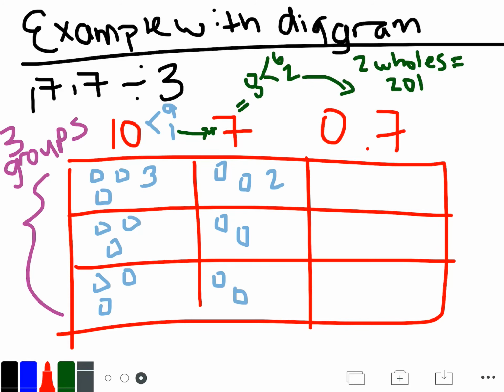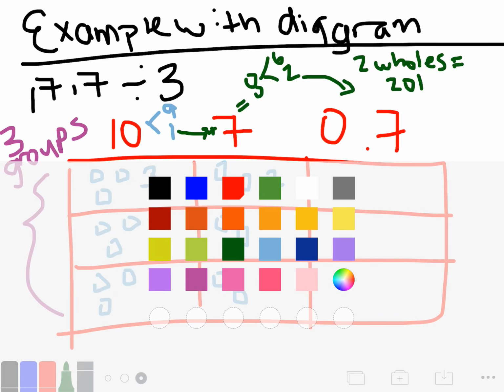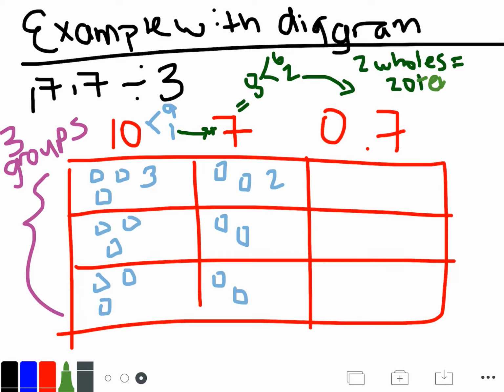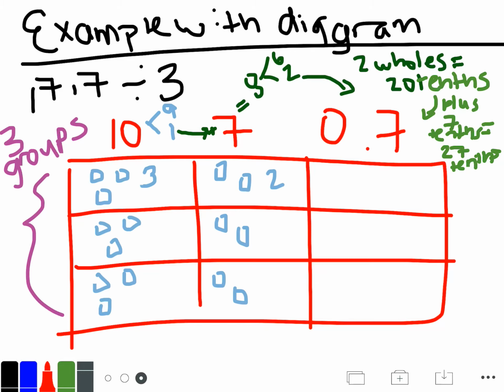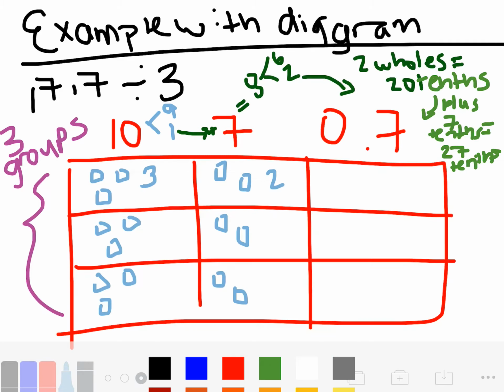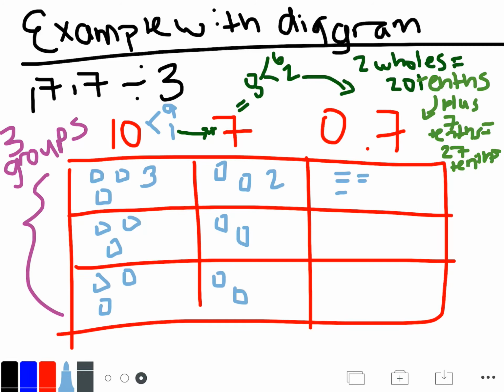Mr. Brumley makes mistakes all the time, but he realizes his mistakes to fix. And I did, instead of 2 wholes, I made those 20/10 because 1 whole equals 10/10, so 2 wholes equals 20/10. So adding that to our 7/10, I can get 27/10. And I know it's a little small to see, but you're getting 27/10, and we know 27 divided by 3 equals 9. So I know that if I had 3 groups and I had to split up 27/10, I would have 9/10 in each group. And you can see that I made 3 groups of 9/10, which would equal 27/10.